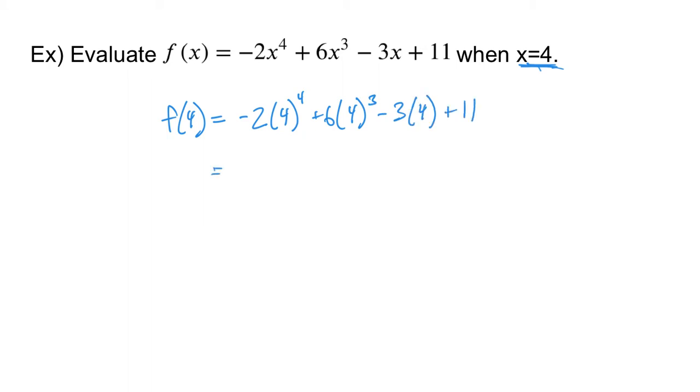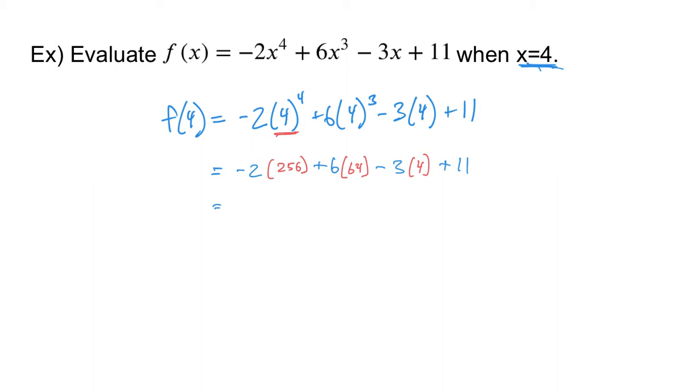And now, folks, I'm going to use a calculator for this. I'm going to type it all into my calculator all in one time because I'll be sure to get it right. If we were doing it by hand, it's really important that you do exponents first. So 4 to the 4th power is 256, so that gives me -2 times 256, plus 6 times 4 to the 3rd power, which is 64. Then we have -3 times 4, and then plus 11.